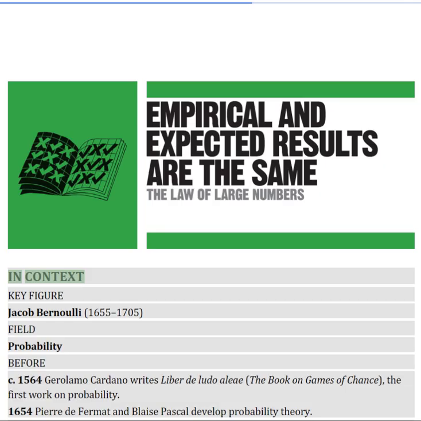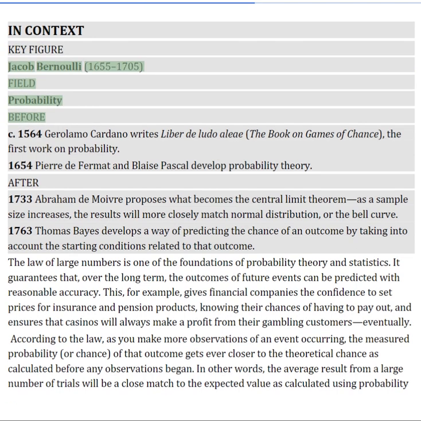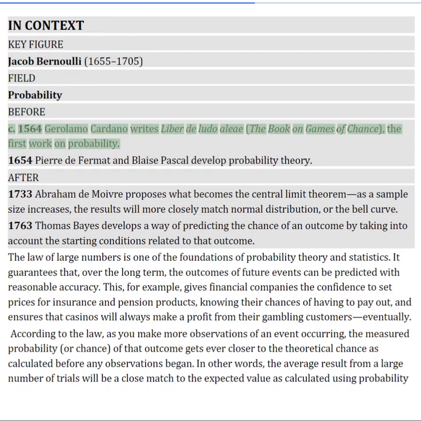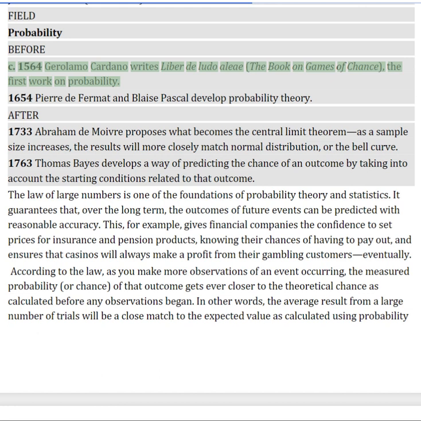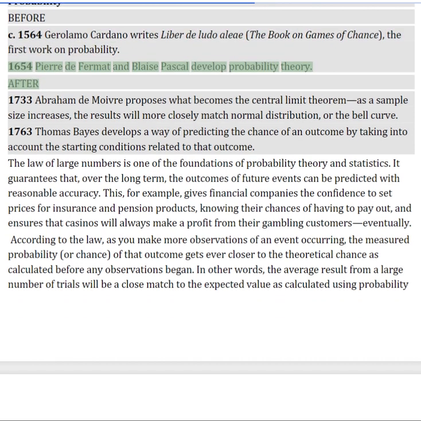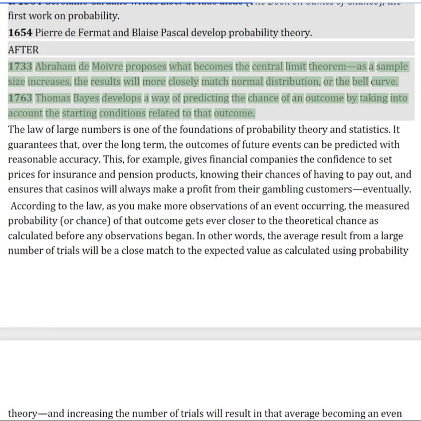In context. Key figure: Jacob Bernoulli. Before: circa 1564, Gerolamo Cardano writes Liber de Ludo Aleae, the first work on probability. 1654: Pierre de Fermat and Blaise Pascal develop probability theory. After: 1733, Abraham de Moivre proposes what becomes the central limit theorem. As the sample size increases, the results will more closely match normal distribution, or the bell curve. 1763: Thomas Bayes develops a way of predicting the chance of an outcome by taking into account the starting conditions related to that outcome.